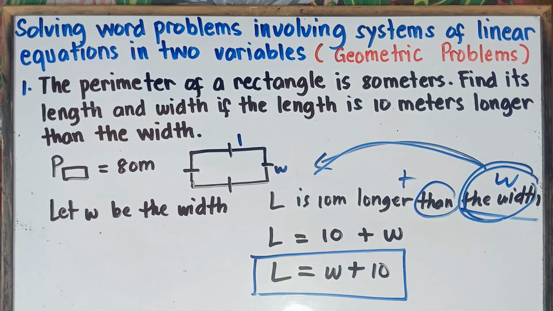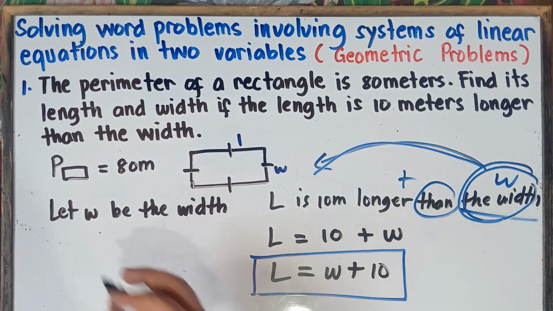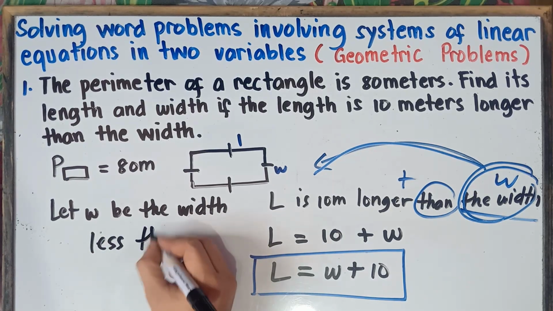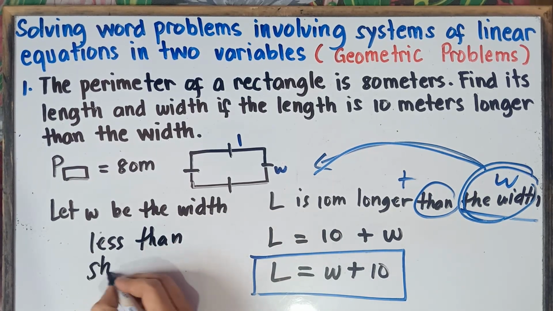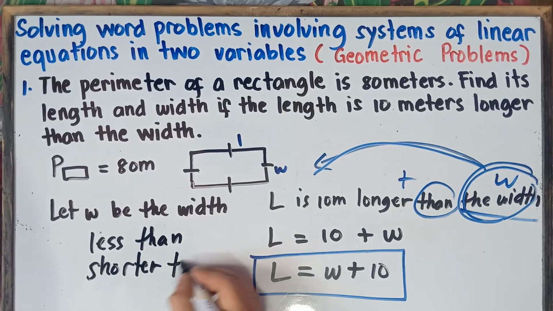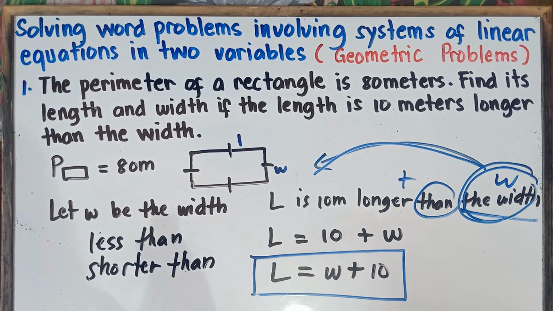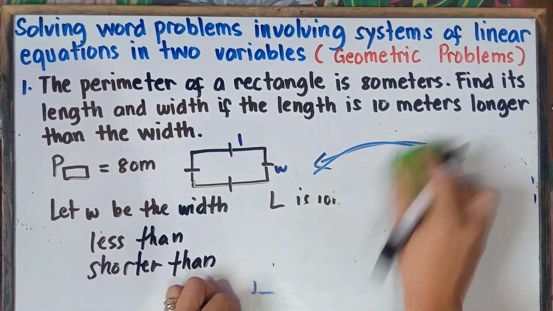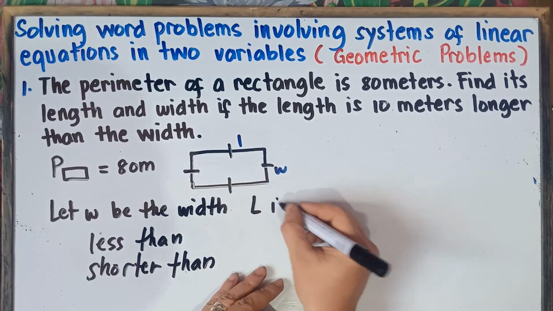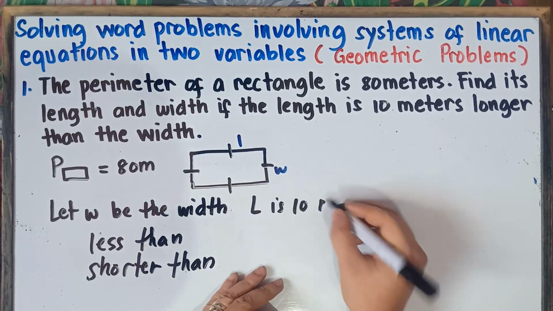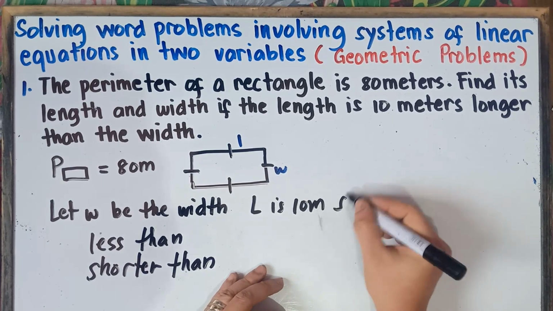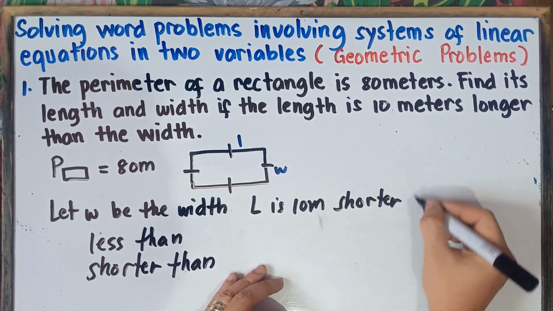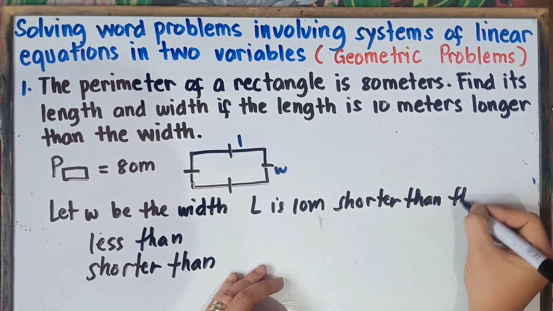Because if you do not do it in reverse, class, especially if you have the word less than or shorter than, I'm sure, 100%, you will commit a mistake. Let me give you an example, class. If I say the length is 10 meters shorter than the width.